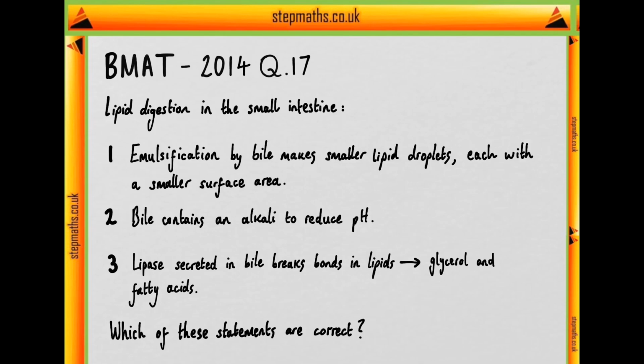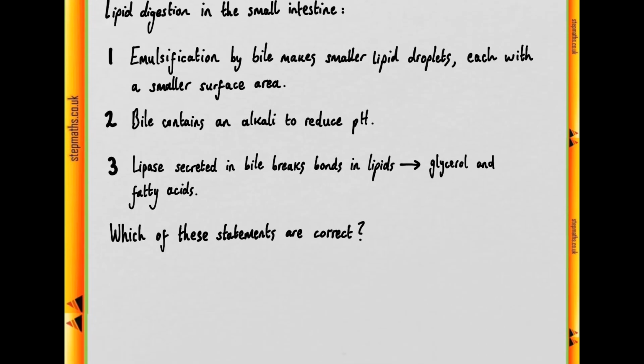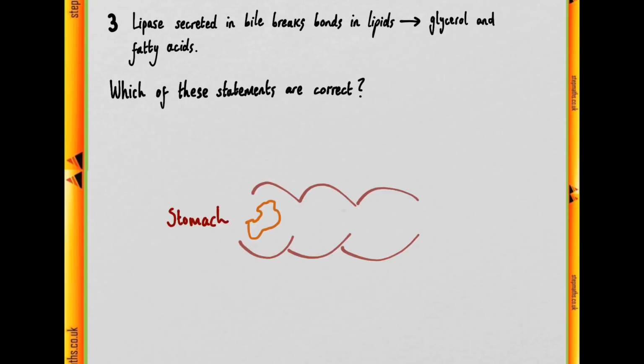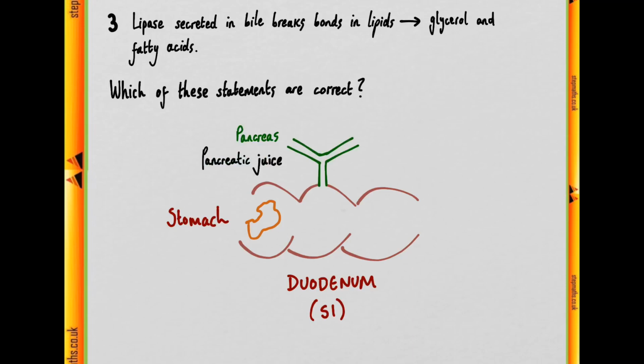So let's think about lipid digestion before we get into the statements to make sure that we'll be on the right footing. If we think about an item of food which is passed through from the stomach into the duodenum, which is part of the small intestine, there's actually an input into the duodenum from two organs, the pancreas and the gallbladder. The pancreas introduces pancreatic juice into the duodenum, and the gallbladder introduces bile.